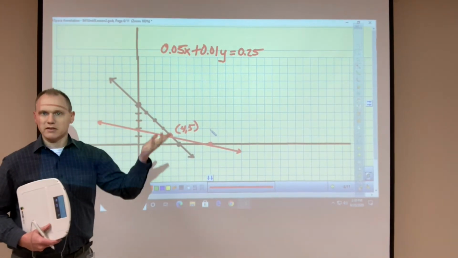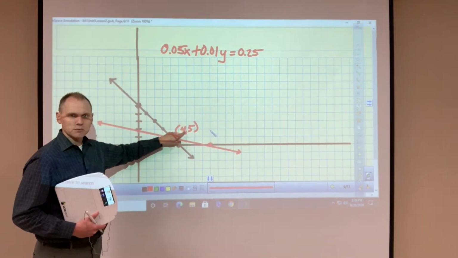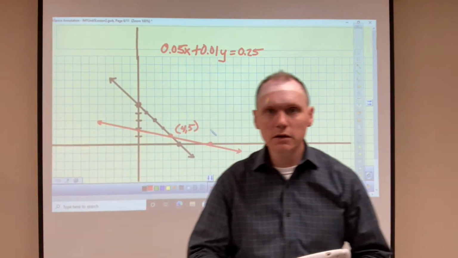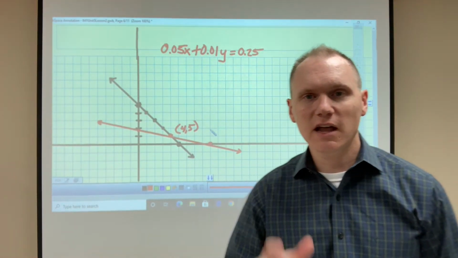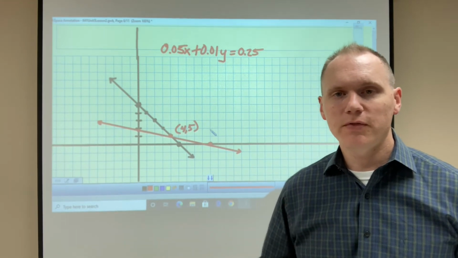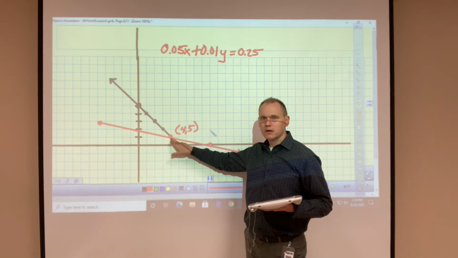4 nickels and 5 pennies, that adds up to 9 coins, right? 4 nickels is 20 cents plus 5 pennies is 25 cents. So that's the one solution that satisfies both situations, 9 coins and 25 cents. And that's the key to this. That's the solution to our system, okay?